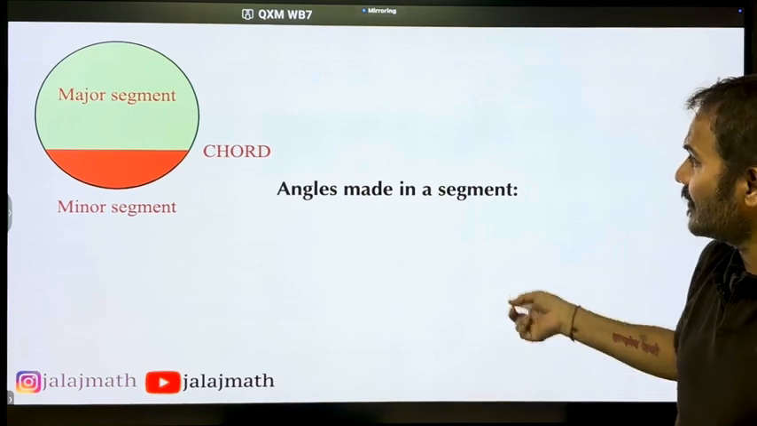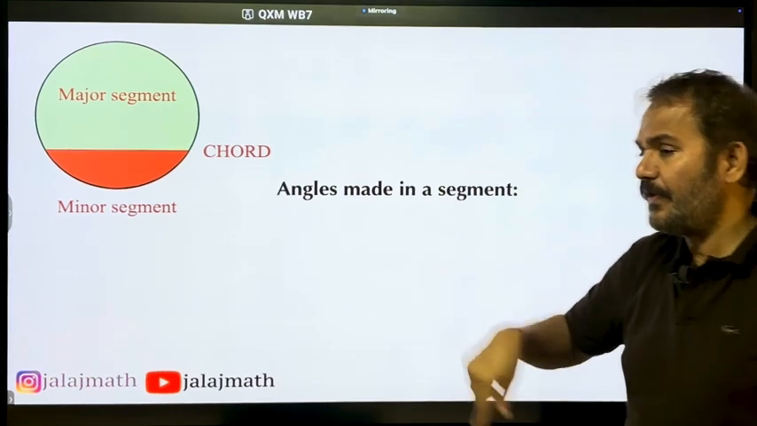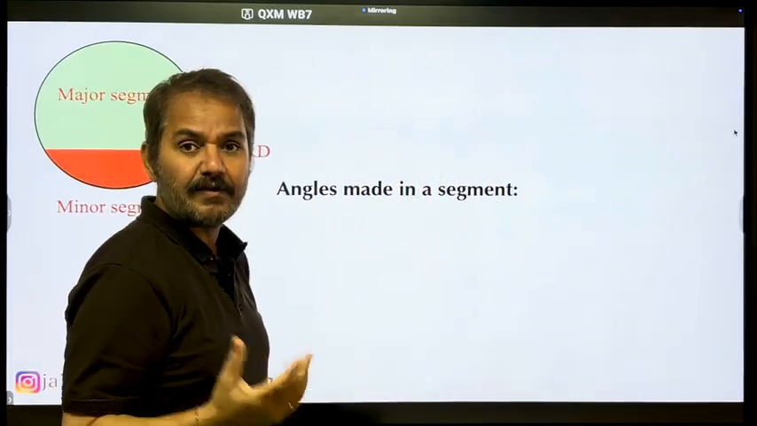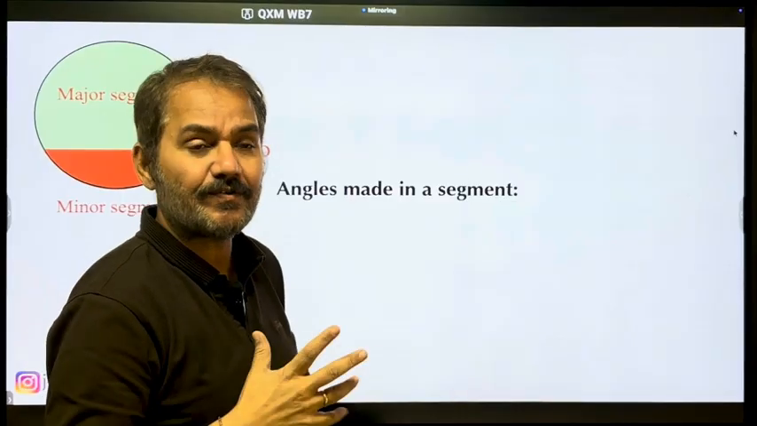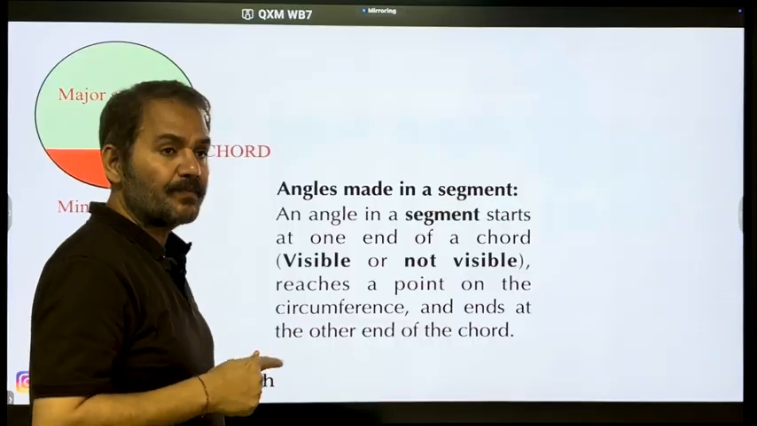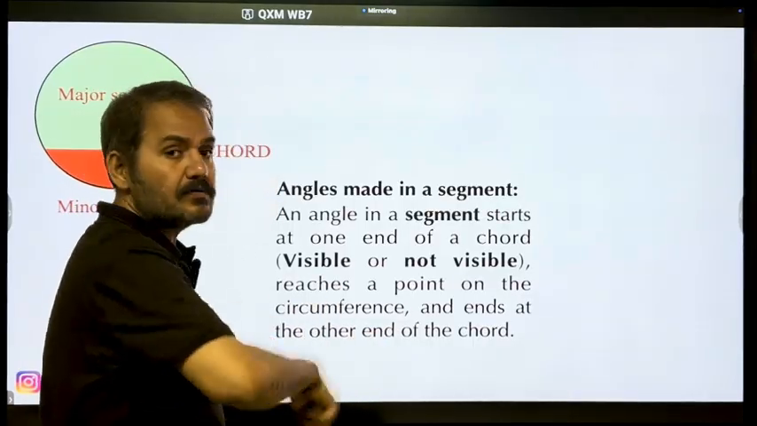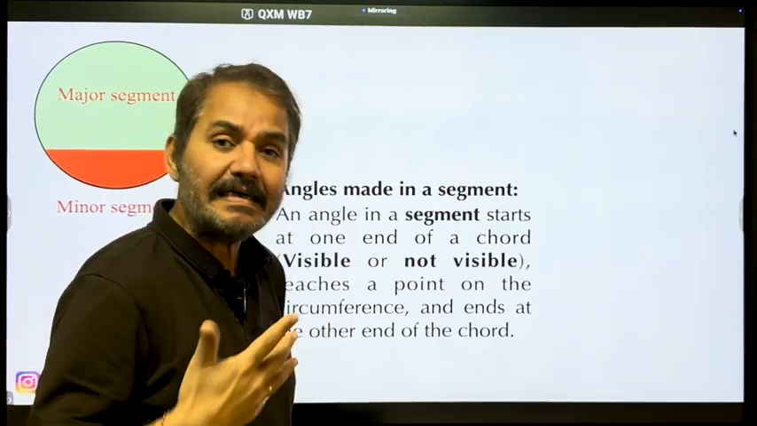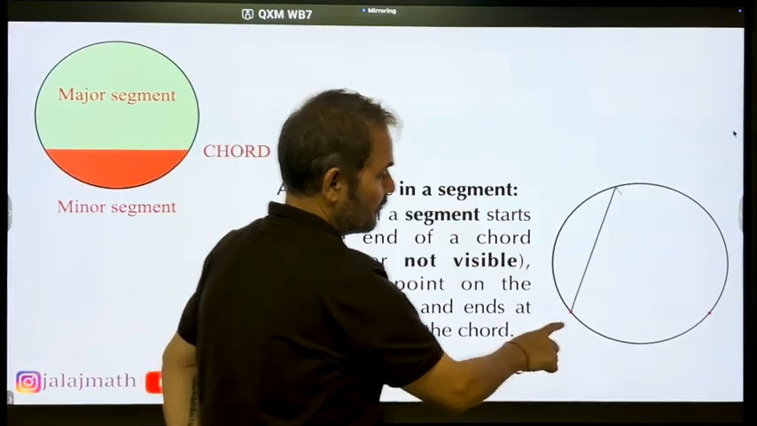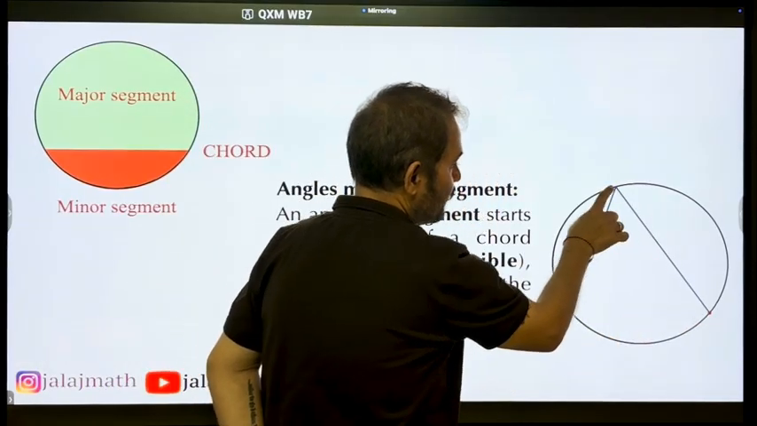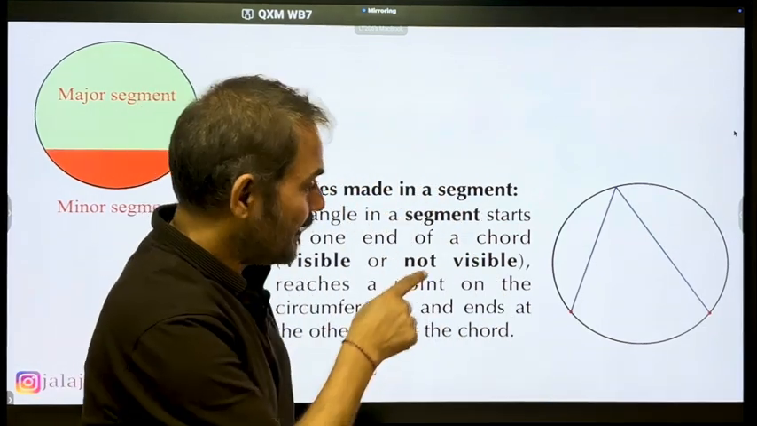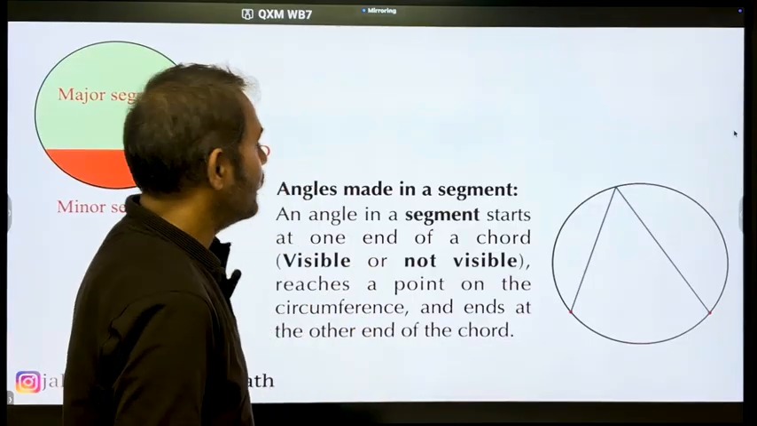Angle made in the segment. There are certain angles we say they are made in a segment. So how do we identify whether an angle is made in a segment or it is just an angle? An angle in segment starts at one end of the chord, goes up to the circumference and ends at the other end of the chord. For example, if this is a circle, if you look at this angle, this is the chord. It starts from here, goes up to circumference, then back to the other end of the chord. So this is an angle made in the segment.